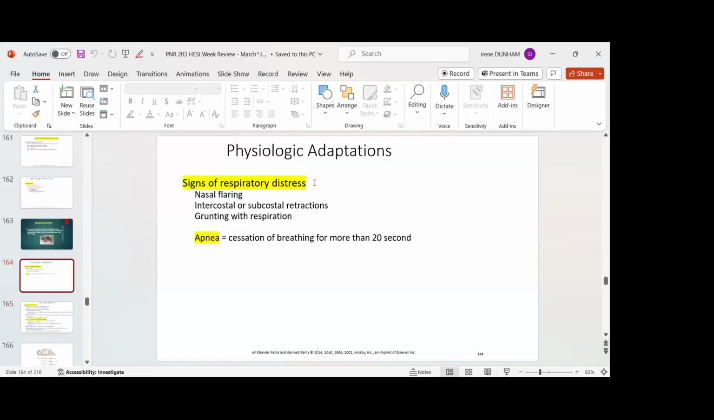So what are your signs of respiratory distress? Well, in respiratory distress, you see nasal flaring. You have intercostal and subcostal chest retractions, and you have grunting. These are signs of respiratory distress in the baby. Never good. Now, apnea is the cessation, the stopping of breathing for more than 20 seconds. That's not good. A lot of premature babies have a problem with that.